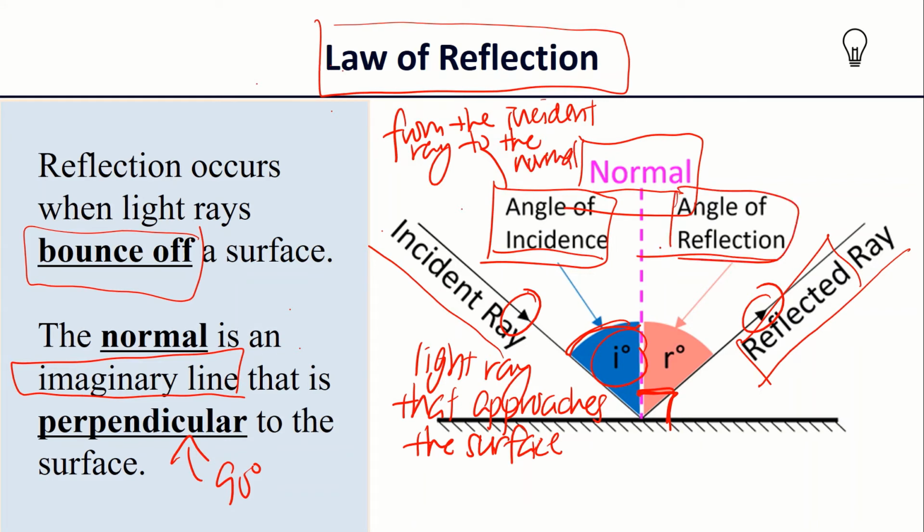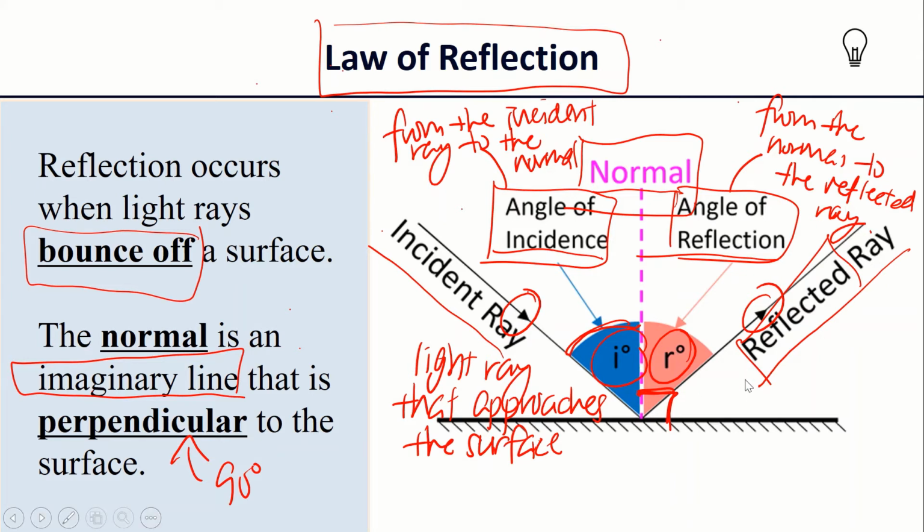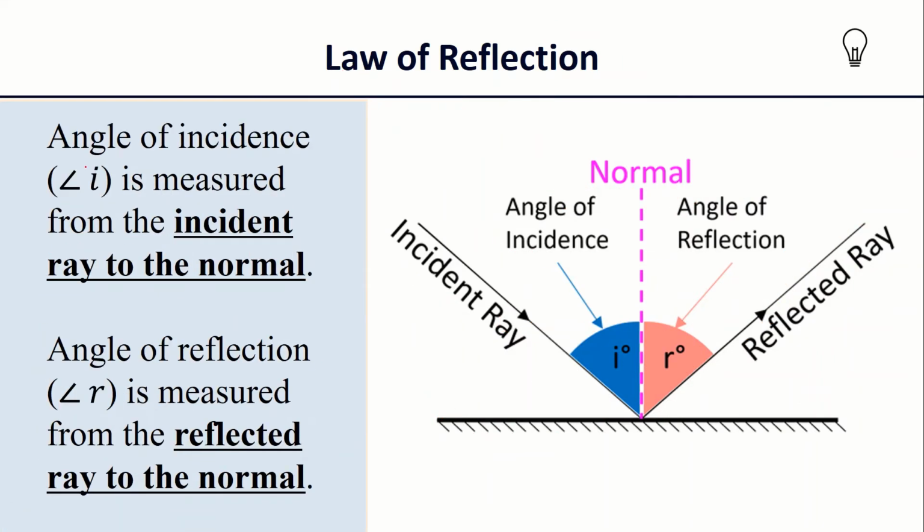And of course the angle of reflection, on the other hand, is the angle from the normal to the reflected ray. For angle of reflection we use a shorthand, small letter r, with a degree sign. So you have the incident ray, reflected ray, and the normal. The angle between the incident ray and the normal is the angle of incidence, and the angle between the normal and the reflected ray is the angle of reflection. There are a couple of names here to remember, just take note. So angle of incidence, angle i, is measured from the incident ray to the normal, whereas angle of reflection r is from the reflected ray to the normal, or from the normal to the reflected ray, doesn't matter.